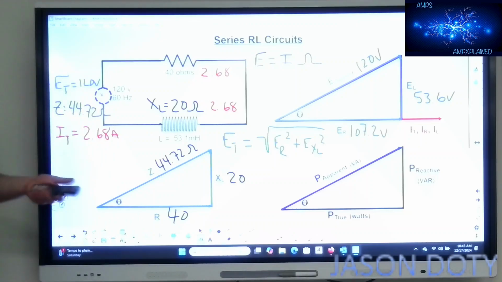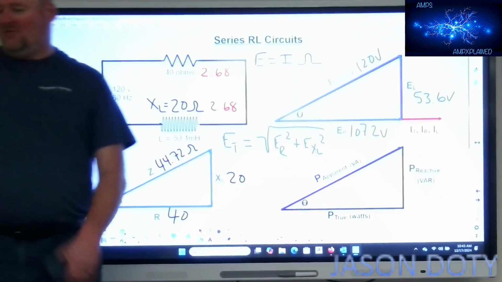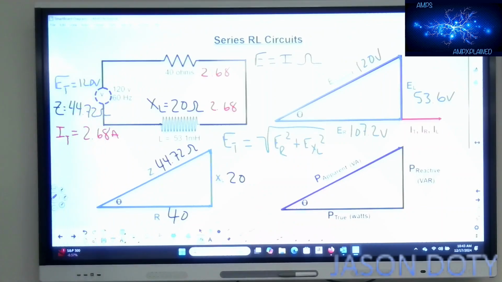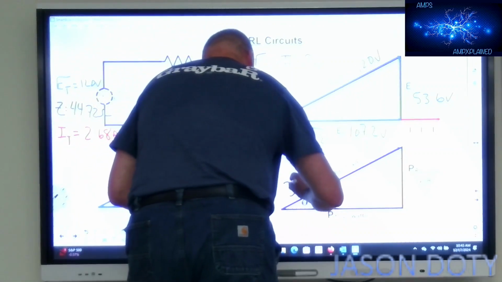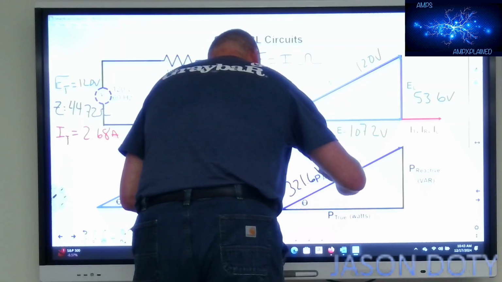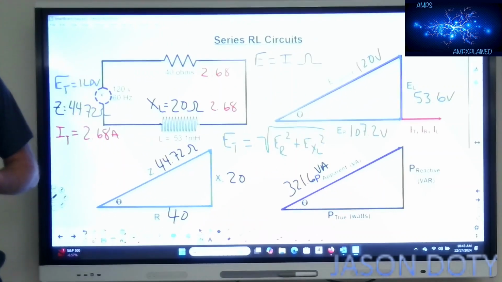And at this point, the power becomes a lot simpler to solve for. Of course, we could always solve for apparent power, power delivered, supply power. That's always measured in volt amps. Apparent power, all the power, volt amps. We can take the total voltage, 120, multiply that by our total current, 2.68, and we get 321.6 volt amps. That's what this circuit will draw.